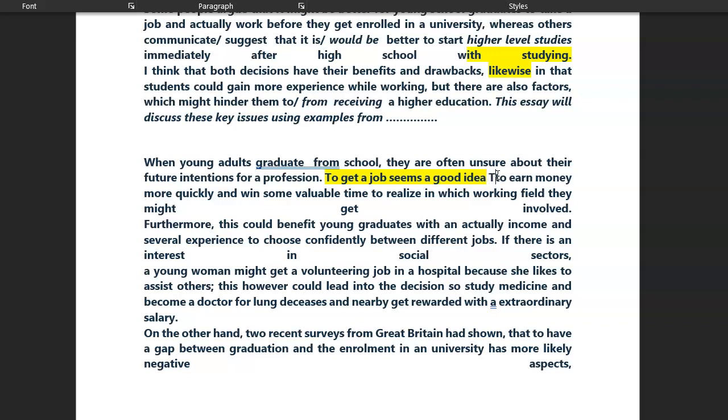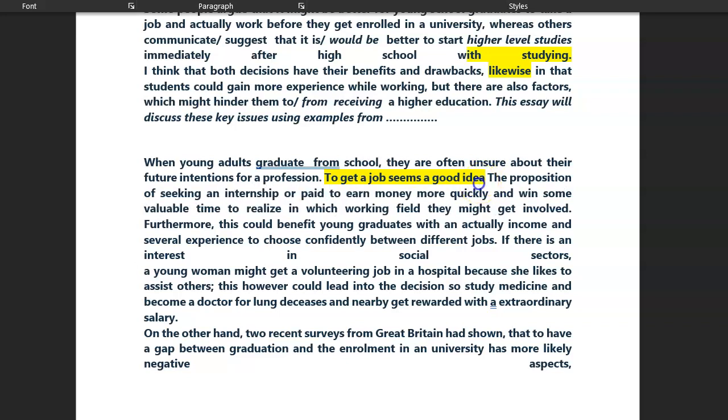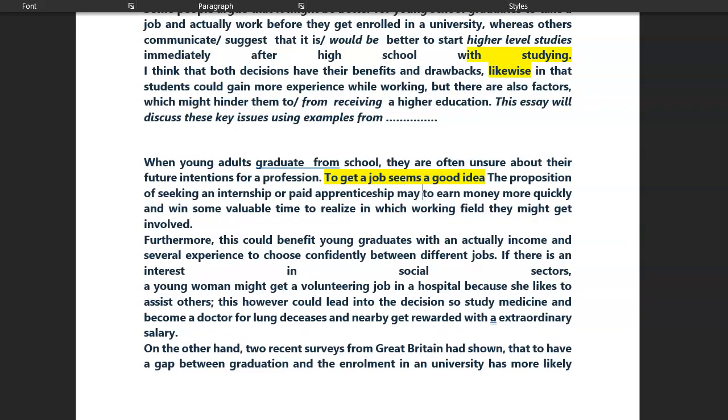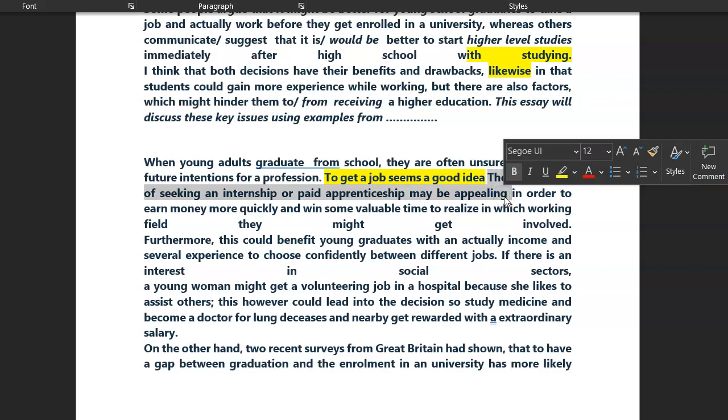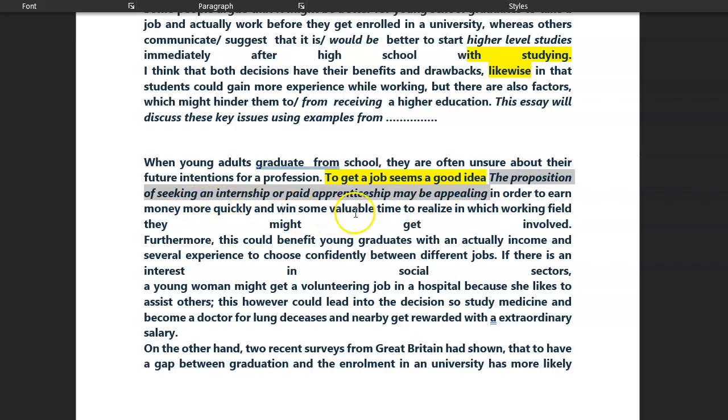So the proposition of seeking an internship or paid opportunity, or paid apprenticeship. So we're showing more vocabulary here. Apprenticeship may be appealing in order to. So this, to get a job seems like a good idea. If you could upgrade that, the proposition of seeking an internship or paid apprenticeship may be appealing in order to earn money more quickly and win some time. We gain time. We don't win time. We gain time to realize in which working field they might be involved. Okay, yep, that's good.